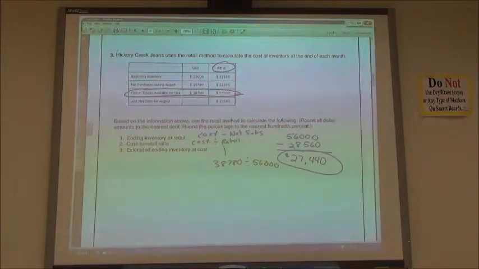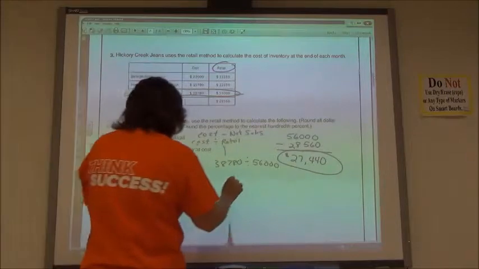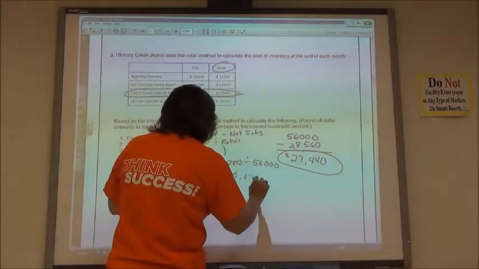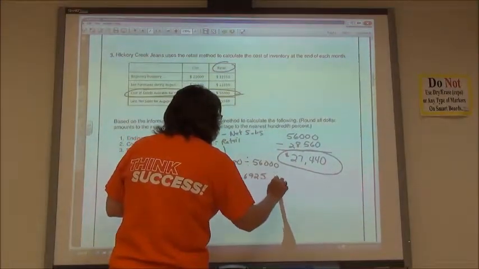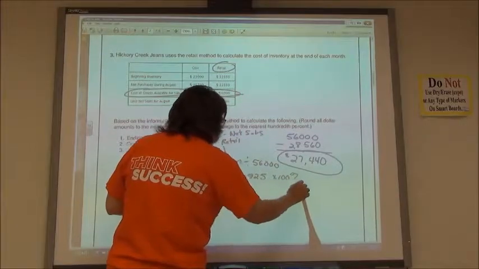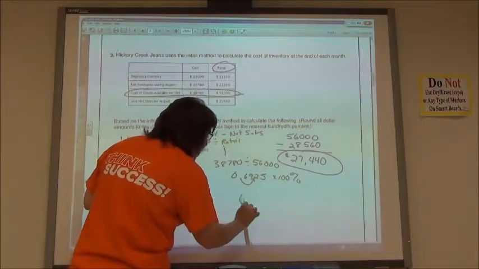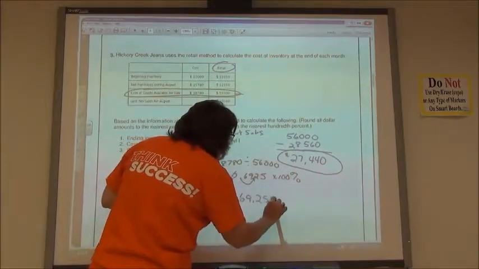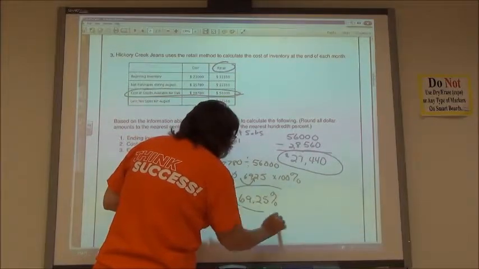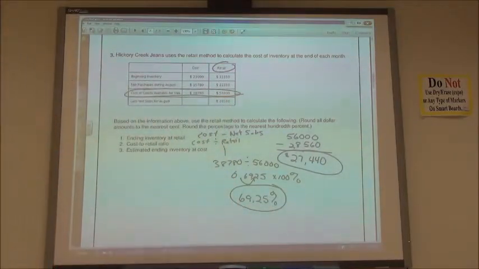So 38,780 divided by 56,000 gives us 0.6925. We're going to change that to a percent. So moving it over 2 places, 69.25. And that one is to the nearest hundredth. So again, we don't have to round, and we'll just leave it at 69.25.